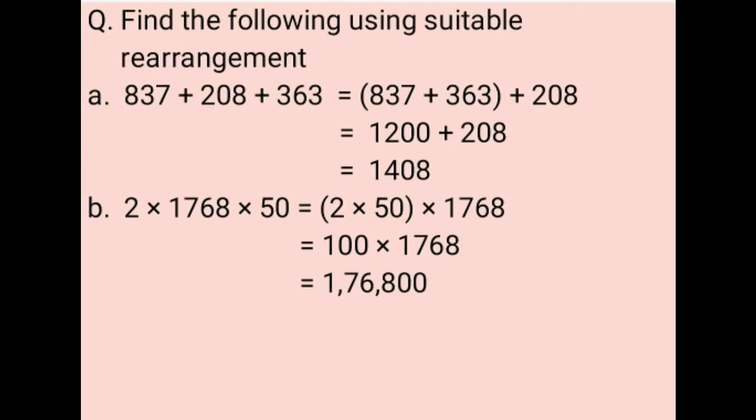Similarly, in the second question, you know that 2 into 50 becomes 100. So let us interchange 1768 and 50. So 2 into 50, let us do it first. So we use commutativity and associativity. 2 into 50 becomes 100. 100 into 1768 becomes 1,76,800. Just insert 2 zeros on the right side of 1768.